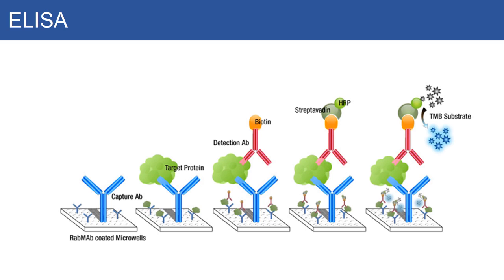You put inside a well of a 96 titer plate some of your capture antibody, and then you wash away the excess. You put in your target protein, which is step 2. Your target protein will bind to your capture antibody. It's on the surface. You wash your excess target protein away.